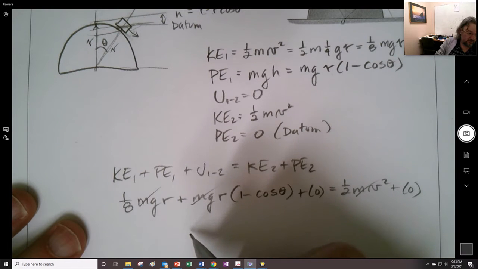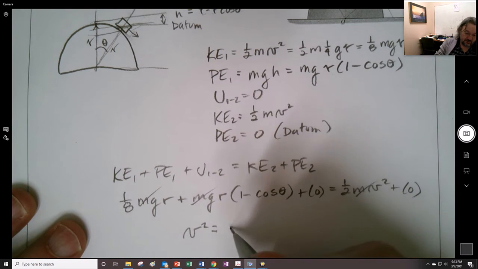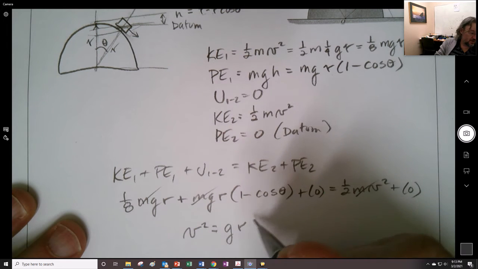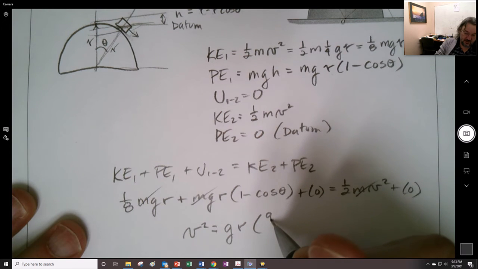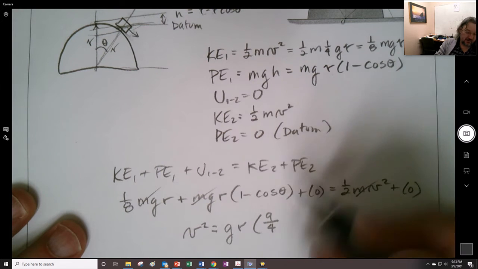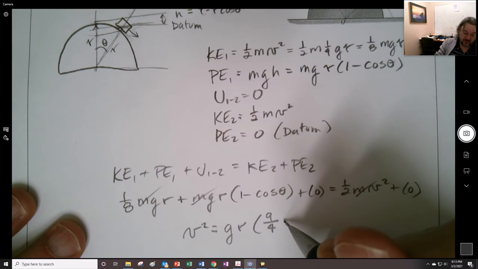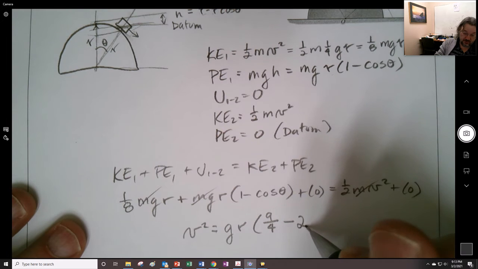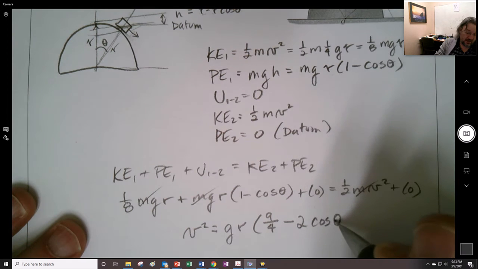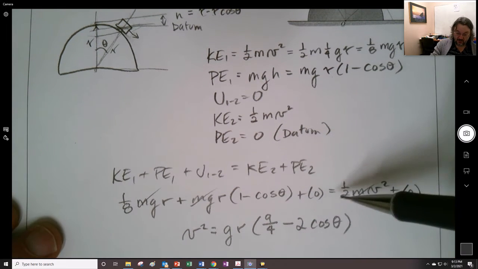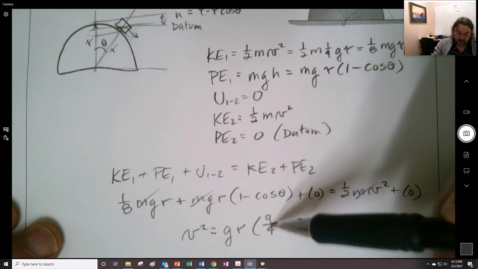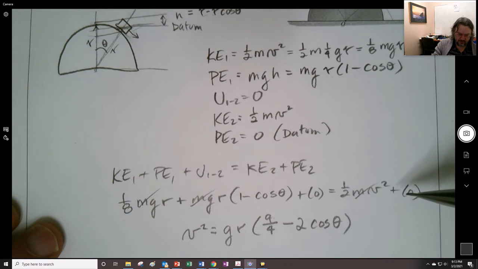So we rewrite this whole thing, and we find that v squared is equal to gr times 9/4. Why did I put v squared in there? I guess I just left it that way. Minus 2 times the cosine of theta. Right there, right? So I had multiplied that 2 in there, and we get 9/4.